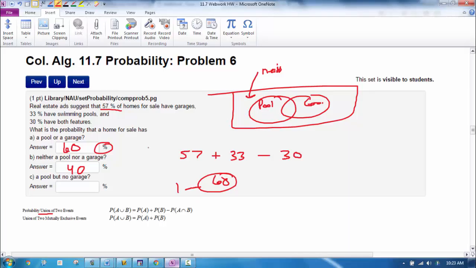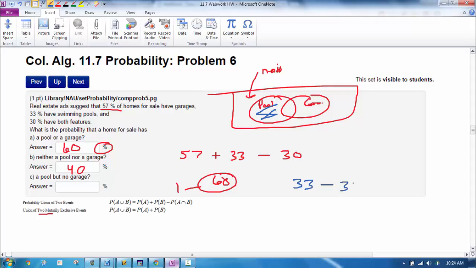And then for the last one, the probability of the pool but no garage. Pool but no garage would be just this area right here. So we want just this area in here. So we want the probability that someone has a pool, which is 33%. And then we want to subtract out the overlap of both, which would be subtracting out 30. In which case that's just 3%.